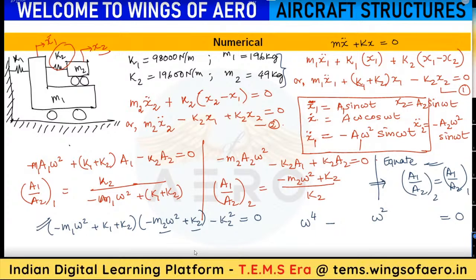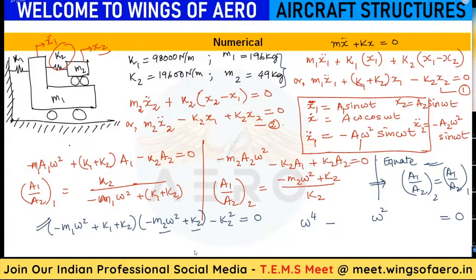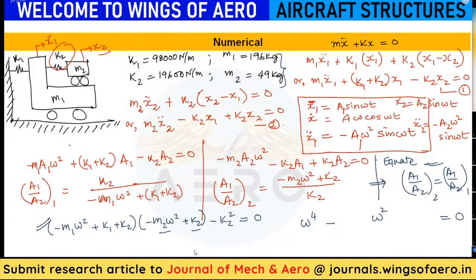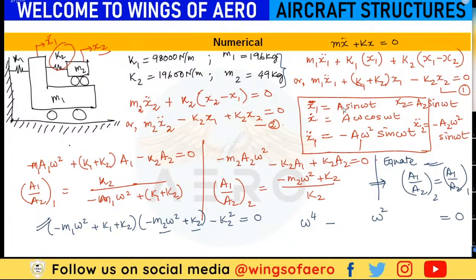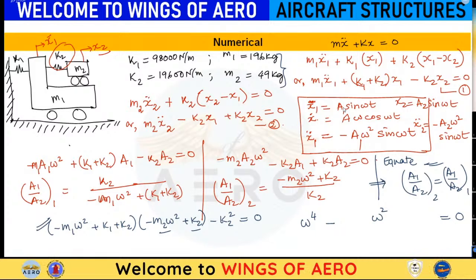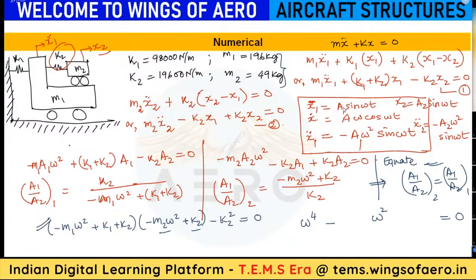Okay, the answer you're getting is 7.18 and 30.79. No, this is not the answer. Okay, let's find out whether this is the answer or not. Just ensure whether you're getting this value or not.